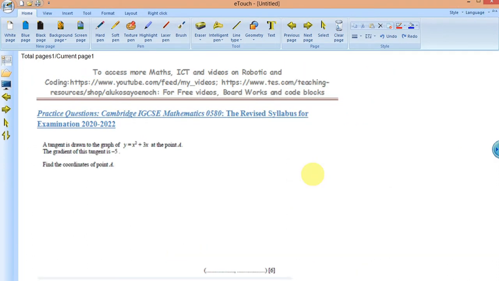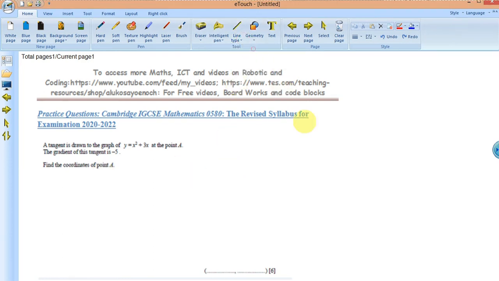Okay guys, here is the next question. A tangent is drawn to the graph of y equals x squared plus 3x at the point A. The gradient of this tangent is minus 5. Find the coordinates of point A. Okay guys, do I need to demarcate my board? Yeah, let me go ahead and do that.